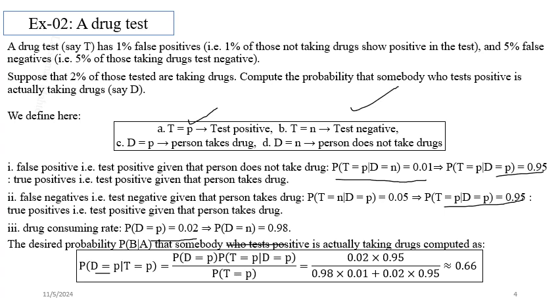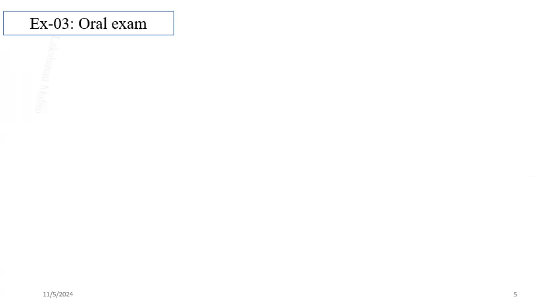Just apply Bayes rule here: prior probability of D equal to P times likelihood of T equal to P given that D equal to P, divided by the total probability of T equal to P. So you have to compute over two scenarios, D equal to N and D equal to P. N and P are complements of each other. If you are facing notation confusion, you can put in simple A and B. You are free to use your own notation convention.